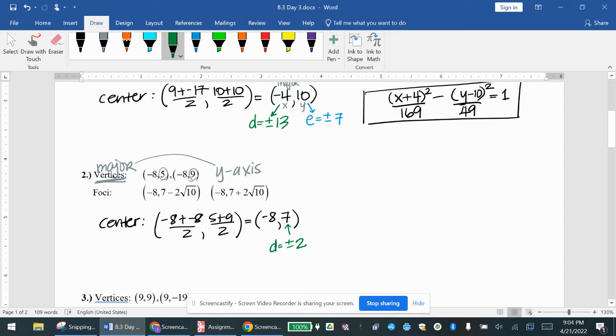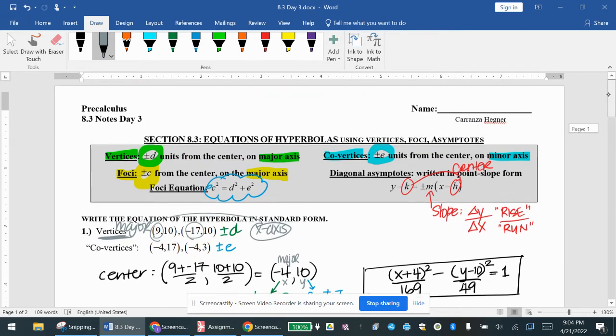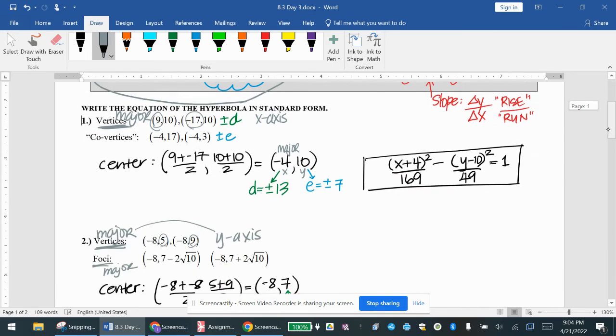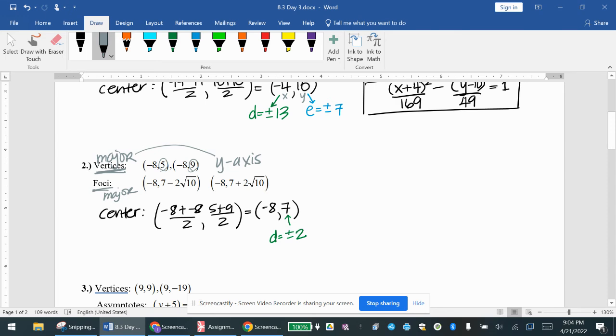Now the foci, if you look, they're also on the major axis. Or if you remember, up here, I just reminded you guys that the foci are part of the major axis. So the major axis is the y-axis. We already decided it's the y-axis. How does the y value of the center compare to the foci's y values? Well, they have the 7, but they also have a plus or minus, and I'm going to represent that with the letter C, plus or minus 2 root 10.